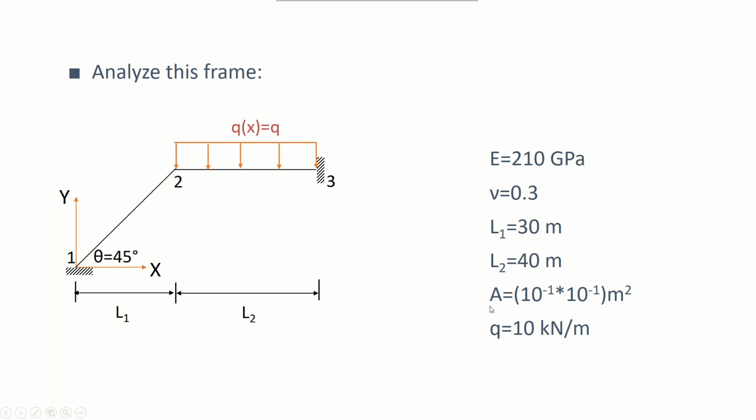The beams have a rectangular cross section of 10 centimeters by 10 centimeters, and the distributed load that is applied to this beam is 10 kilonewtons per meter, and the beam is fixed at joint 1 and joint 3.